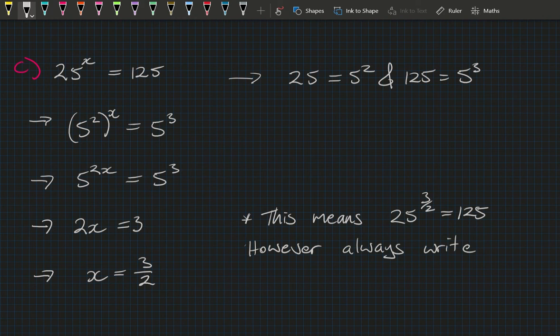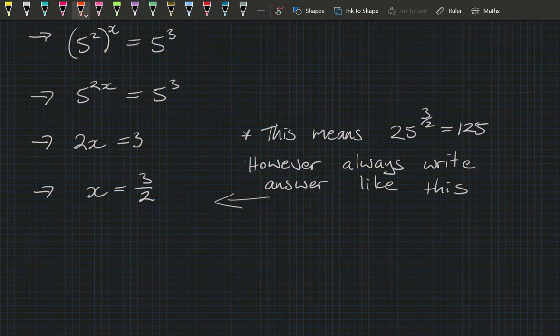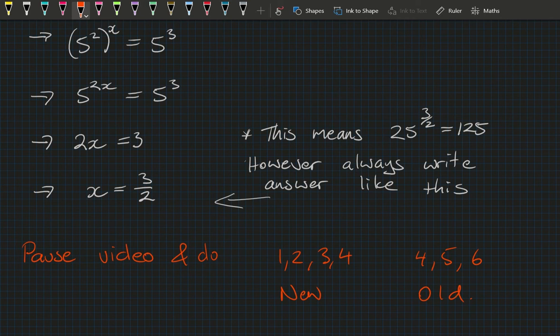However, you always write your answer this way, okay? Because all we're really concerned about is solving for x. Alright, so right now you should pause the video and get on to questions 1, 2, 3 and 4 in the new book, and questions 4, 5 and 6 if you have the old book. I think most of you will find that pretty straightforward. Alright, I'll see you in the next section.